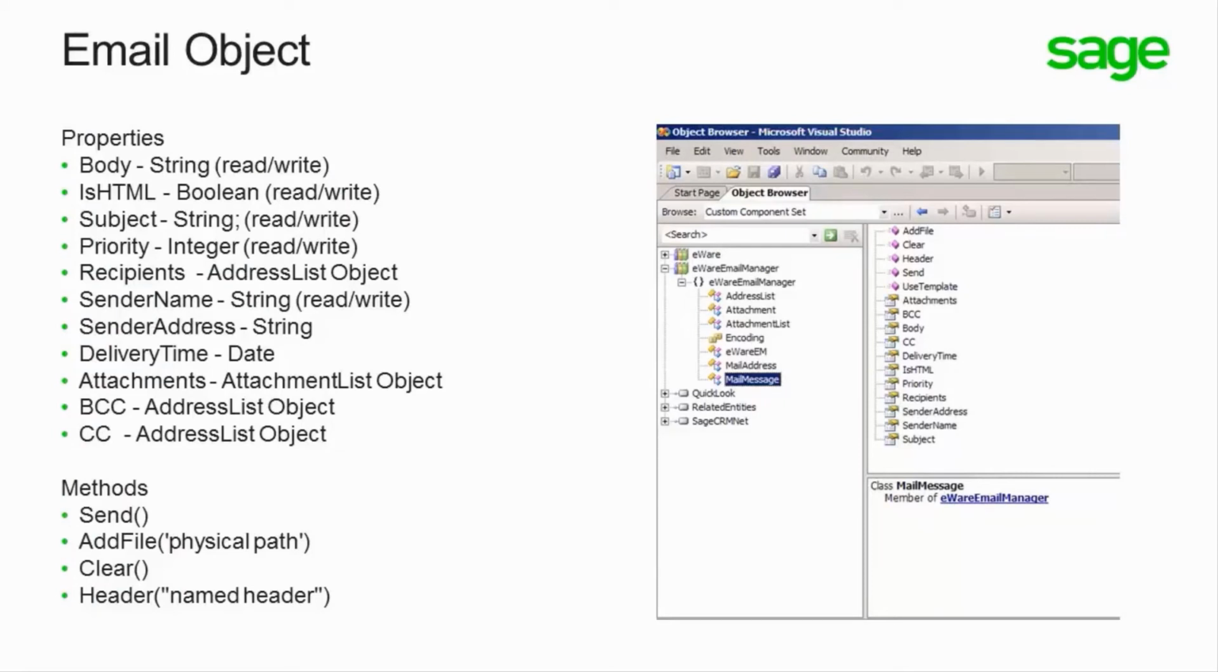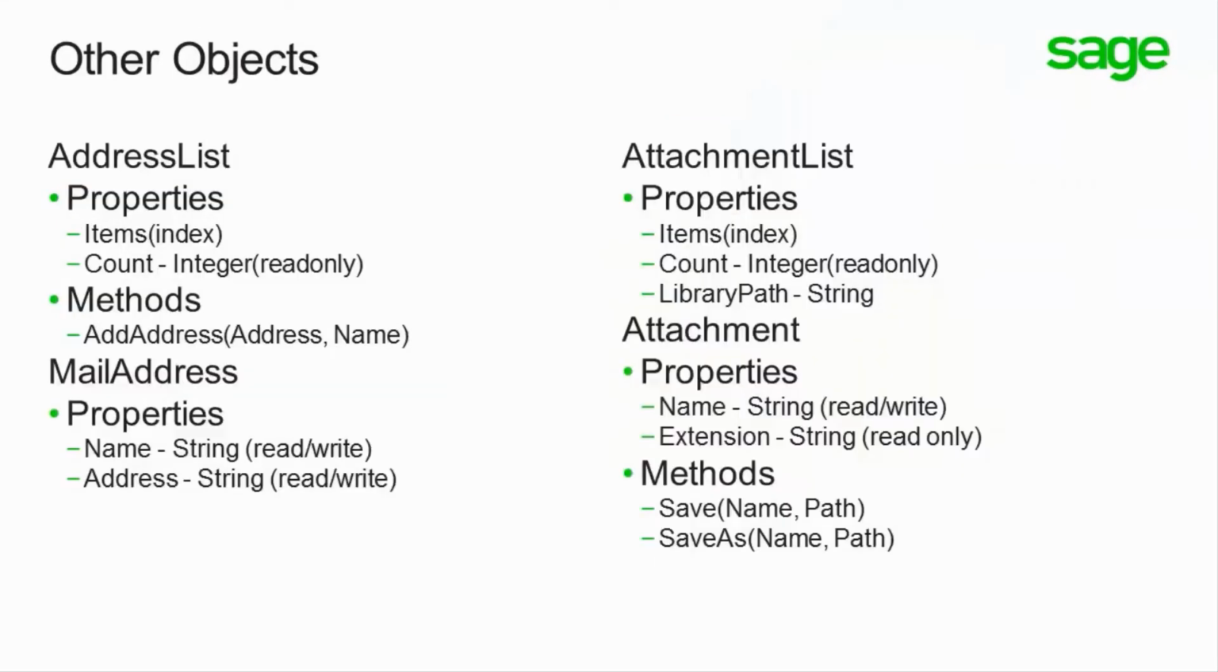These properties include the body, that's a string, it is HTML, whether you can work with the email as an HTML object. You've also got the subject, priority, recipient, sender's name, sender's address, and the delivery name and attachments. But we've also got the methods for the email object like send, add file, clear, and the ability to create a named header. But here you can see that we've got within the object the address list, and how we can start to reference properties like the items and the count and the individual addresses inside the address list.